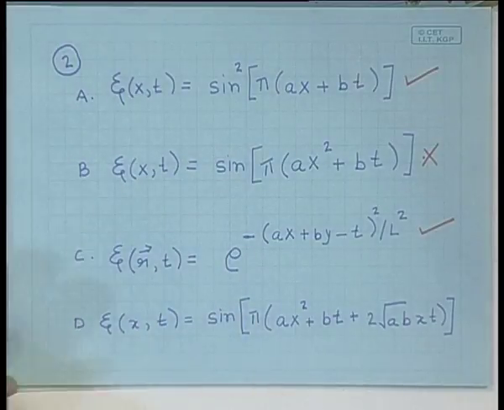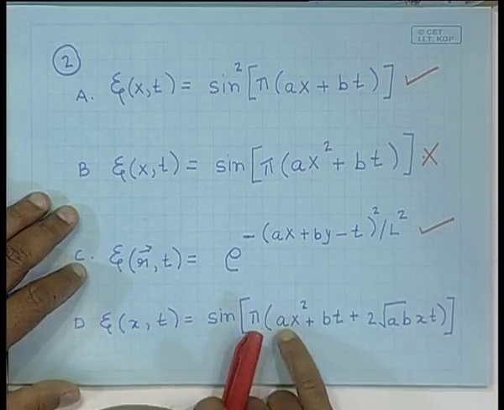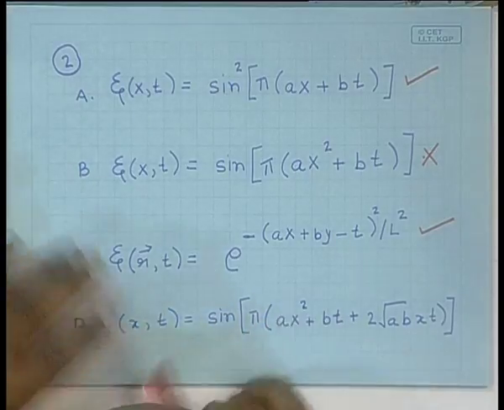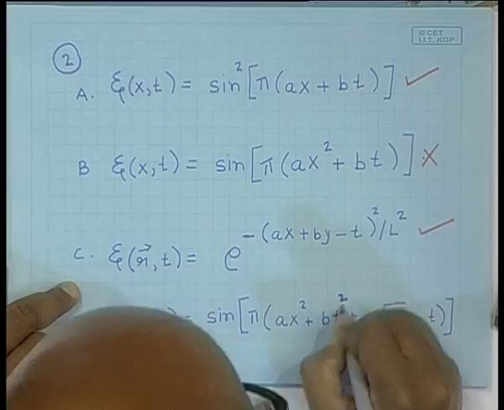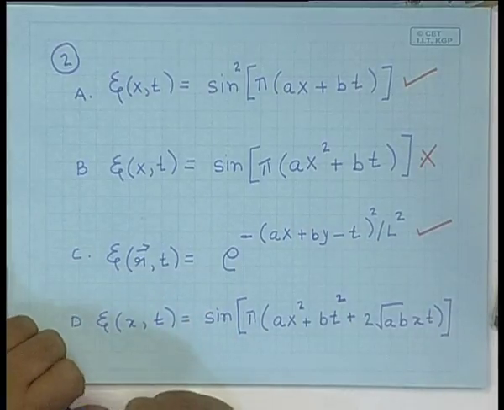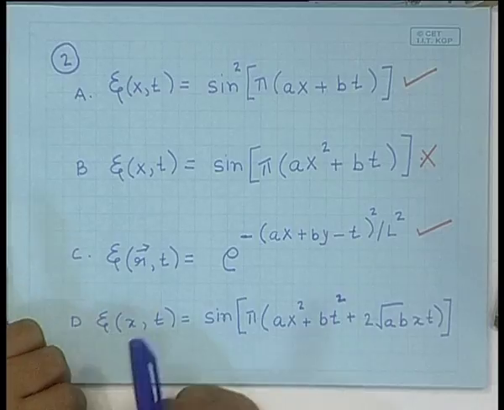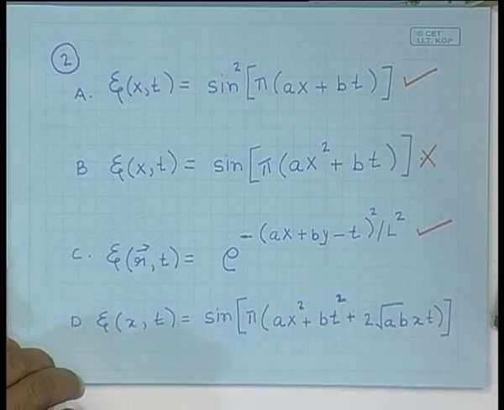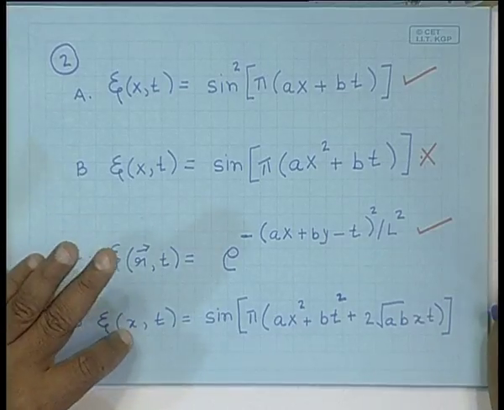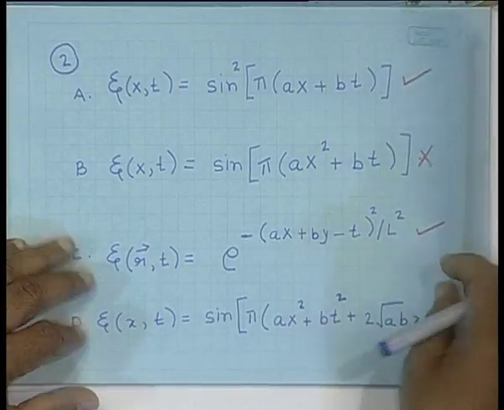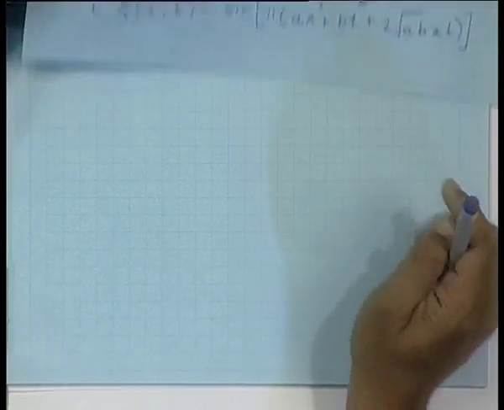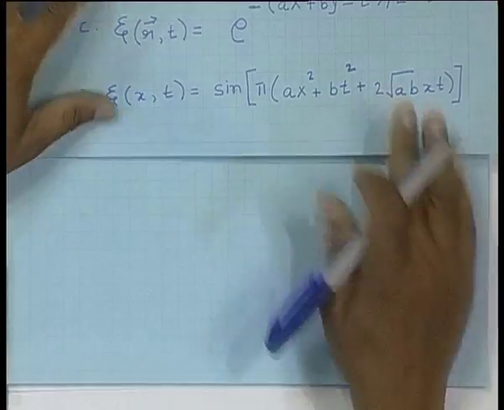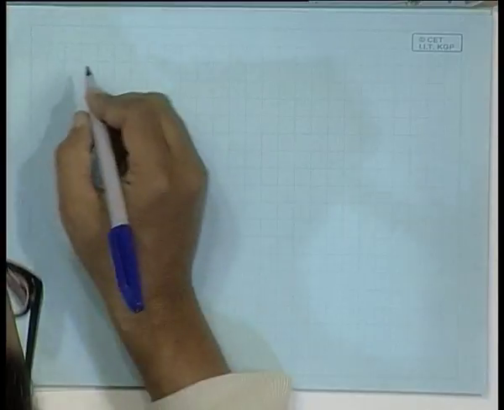The function that we have over here is sine of pi times a x square plus b t square, sorry, b t square plus 2 square root of ab x t. The question is, is it of the form where it is a function of x plus ct or x minus ct? Now, you can simplify this to address this question. We simplify this expression a little bit. So, this is the expression that we start with.